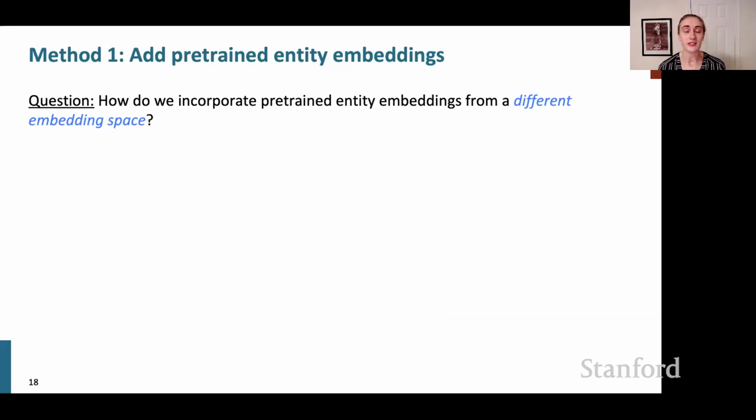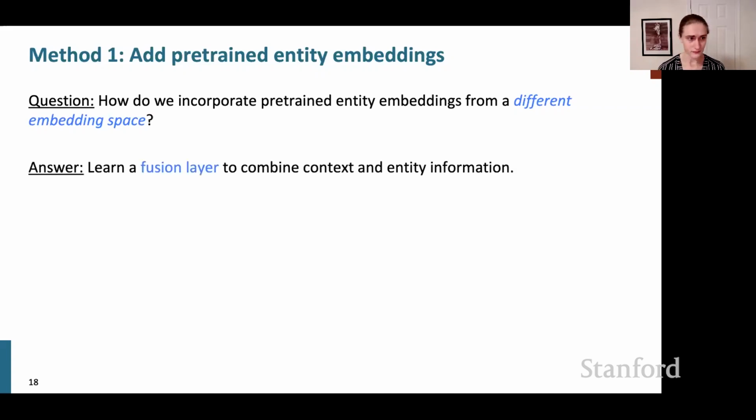So one of the key challenges of using pre-trained entity embeddings in language models is figuring out how to incorporate them when they're from a different embedding space than the language model. And so the approaches we'll look at today will learn a fusion layer to combine this context and entity information. So we have entity embeddings and we have the contextualized word embeddings from our language model.